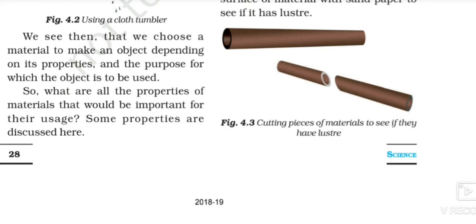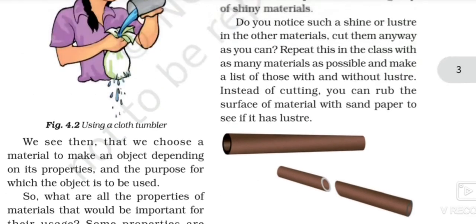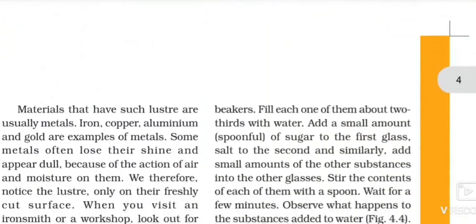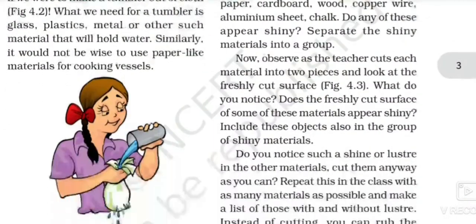Whereas metallic chain, aluminium foil, copper wire, silk cloth, steel utensils will appear shiny. So we can classify from the appearance that some of the objects will be shiny and some of the objects will be dull. So the first property of the material is appearance. From shiny and dull, we can classify objects into shiny and dull materials.